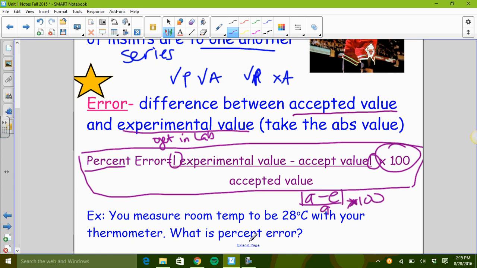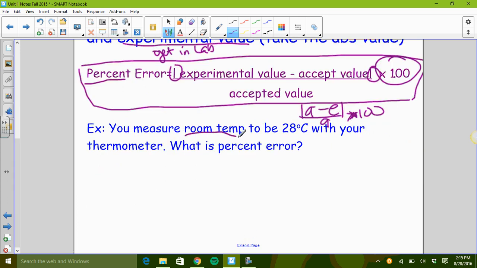So a quick example will be related to our room temperature measurement that we are measuring, and we measure it to be 28 degrees Celsius. Well, if we measure it, we are experimenting, so this is our experimental value. And if you think back to one of the first slides, you'll see the temperature was 25 degrees Celsius for the accepted value of room temperature. So go ahead and pause the video, plug your values into your percent error calculation, and find your percent error.